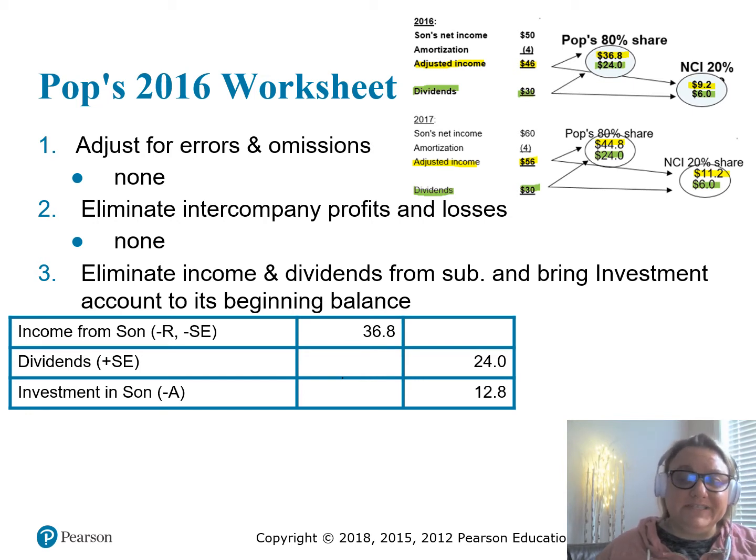Good news, this time we don't have intercompany profits and losses. Yay, no work there. But we do have to enter and eliminate income and dividends from the sub and bring the investment account up to its beginning balance. Can't avoid that one. So what we're going to do is take the income from Sun, and from this, what we're going to use is our share right here. Our 80% share is what we are concerned about when we're doing this.